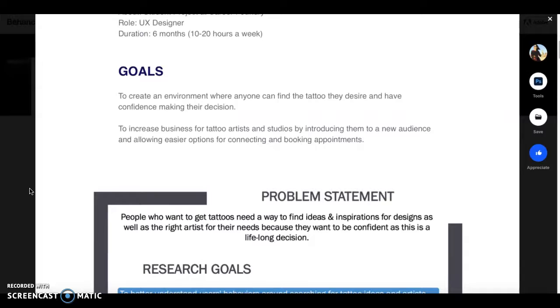My goal in creating this app was to provide a safe and comfortable space for users to discover new designs, ideas, and artists. This will also help grow businesses by increasing their access to clientele.